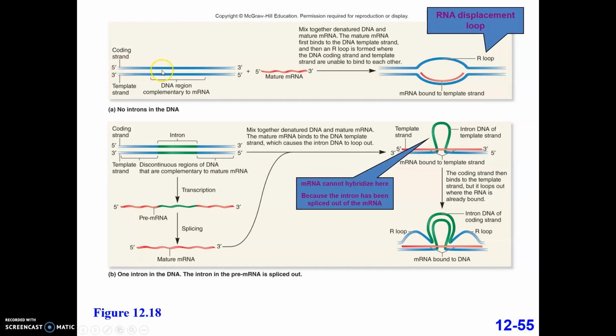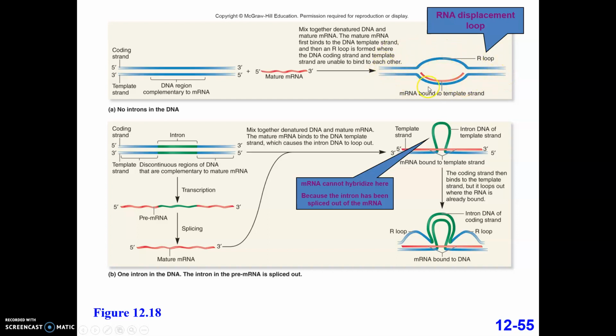So here's an experiment where we take a region of DNA and we take a mature messenger RNA. We dissociate the two strands, or denature the double helix, so we have two independent strands. We allow this messenger RNA to base pair with the DNA that it is complementary to, or the template strand. And what we would end up with is this type of structure here.